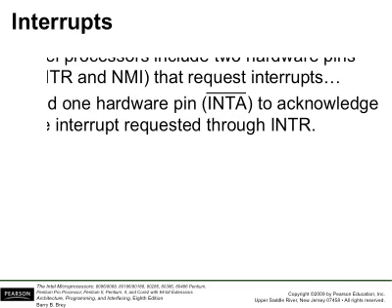Intel's processors include two hardware pins that request interrupts. One is INTR and the other one is NMI. INTR is the regular interrupt pin, and NMI is the non-maskable interrupt, which we will explain a little more later. And there's an output pin from the Intel processor, INTA, which is the interrupt acknowledgement. This pin is used to acknowledge the interrupt request from the device through the interrupt request pin.